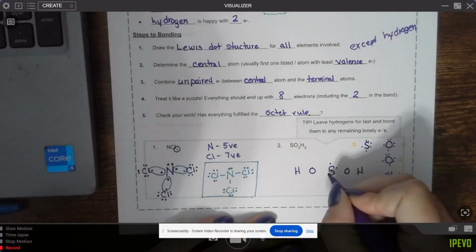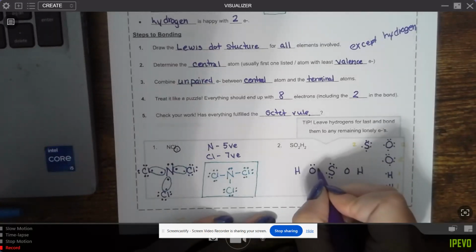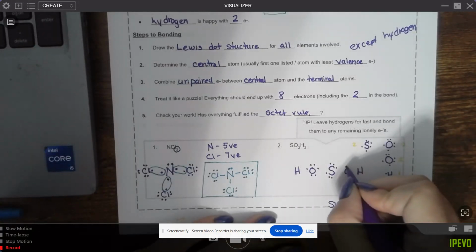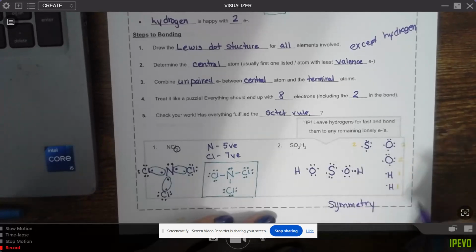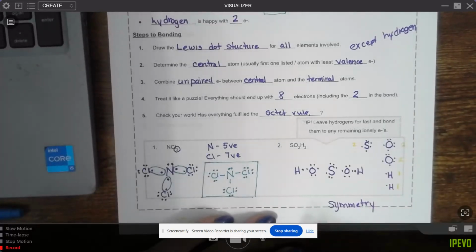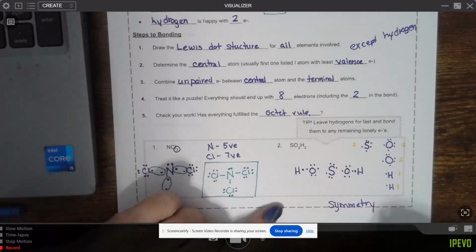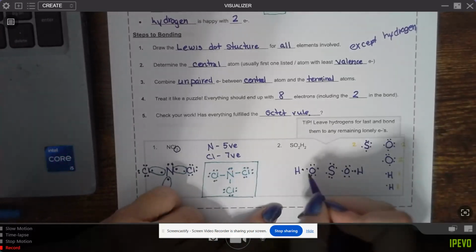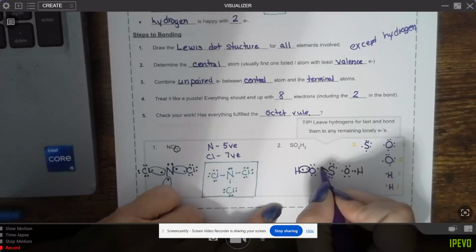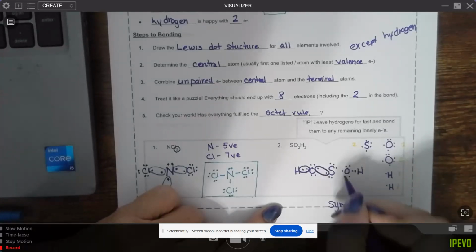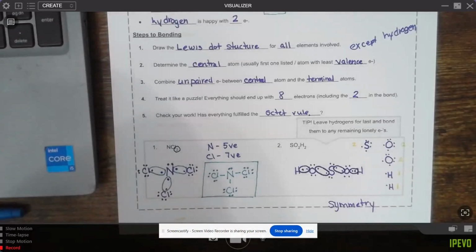1, 2, 3, 4, 5, 6 for each atom. Oops, I didn't really leave enough room, but there's a bond for my hydrogen, an electron. So this is how I would line this up. Okay, and then I'm going to loop the solo electrons. So if you see, I've got a pair here, a pair here, a pair here, and a pair here. Okay, so that works out.